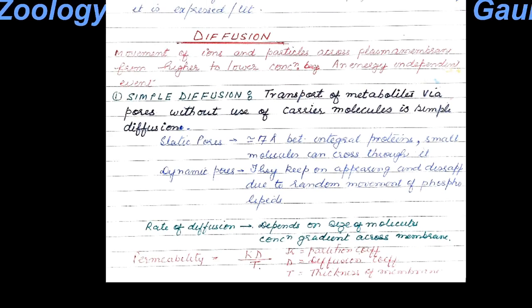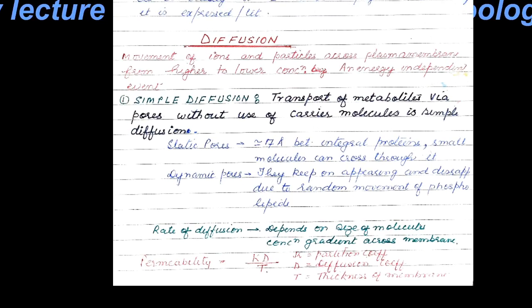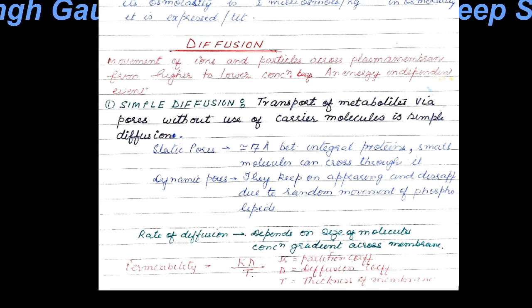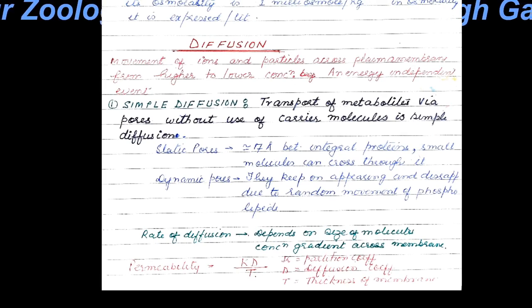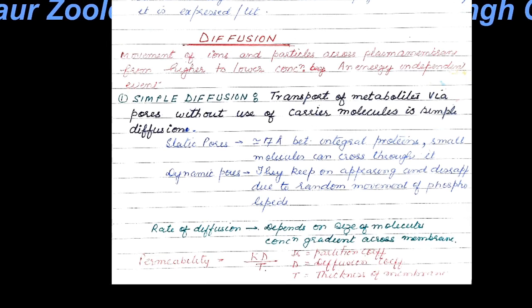Now we have various kinds of diffusion. The first one is simple diffusion. In simple diffusion, we have transport of metabolites via pores without the use of carrier molecules. In simple diffusion also, as I've told you, there is no requirement of ATP, or it is also an energy independent procedure, and the movement of the metabolites is from higher concentration to the lower concentration.